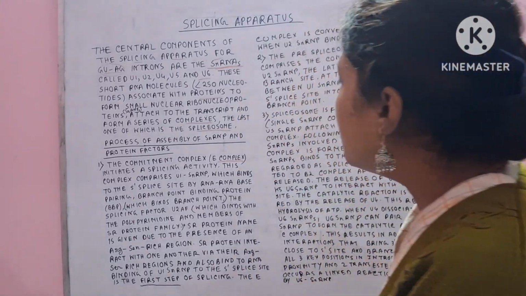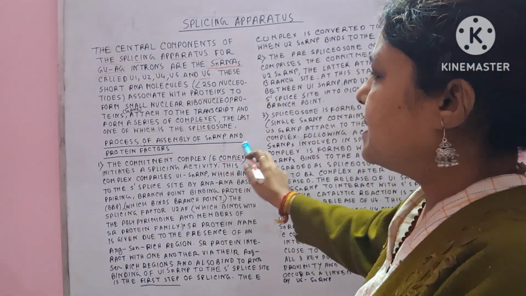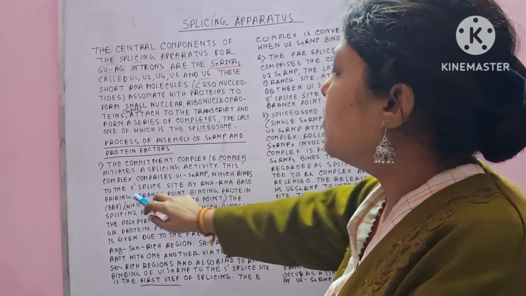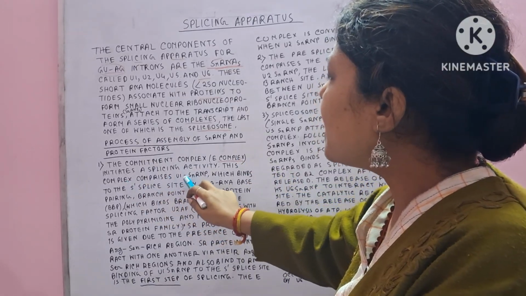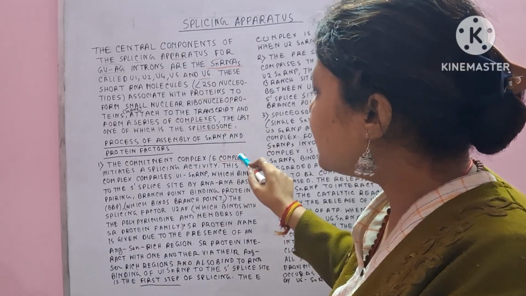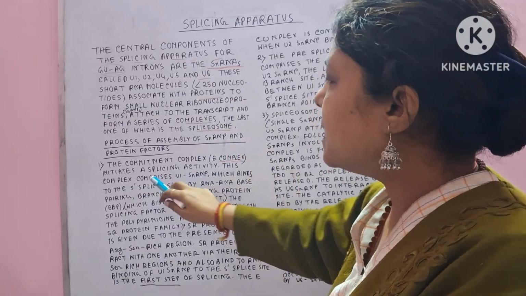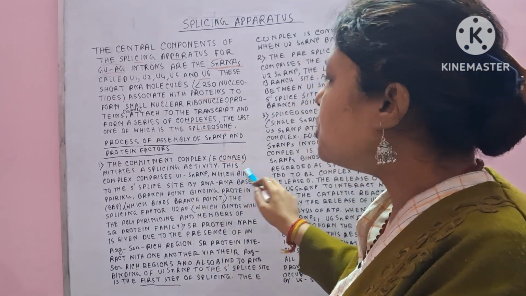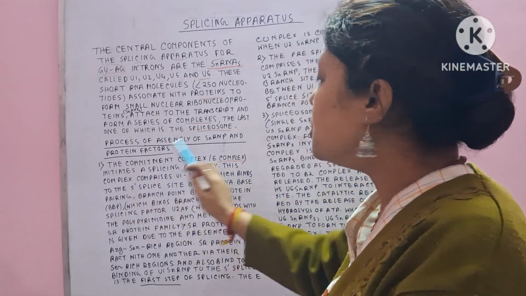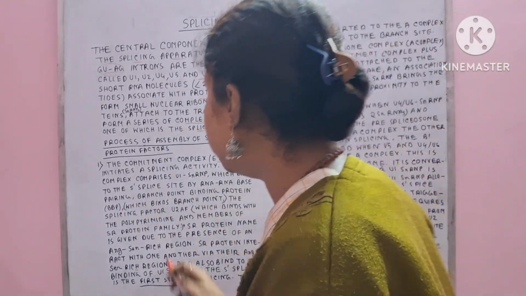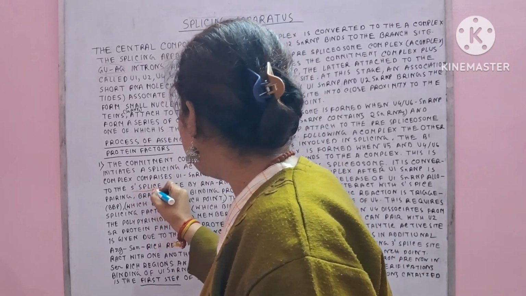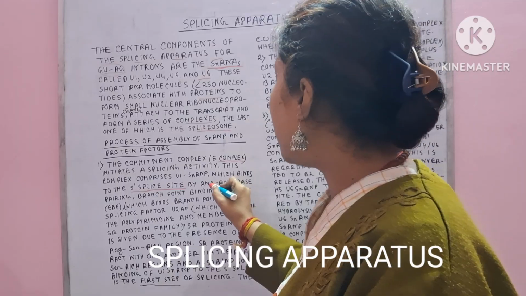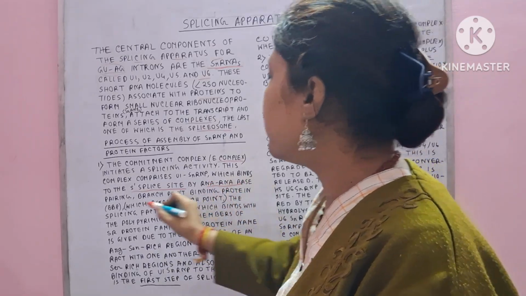Here the E complex initiates splicing activity, and this complex comprises U1 snRNP. What is that? This E complex contains one snRNP, U1, and where does it bind? It binds with the 5' splice site. And how can they bind? They bind by RNA base pairing.